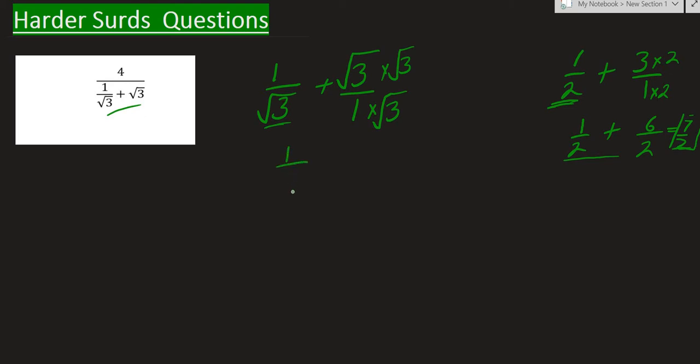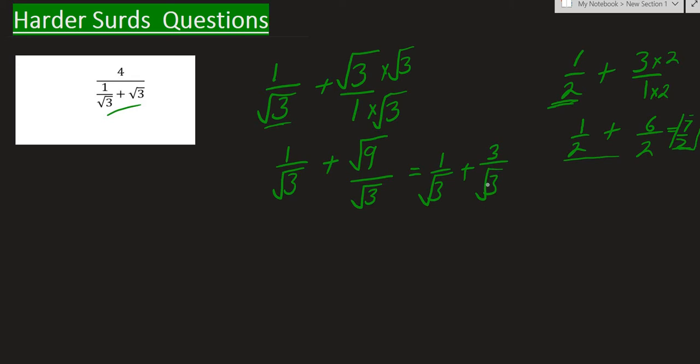So 1 over root 3 plus, now 3 root times 3 root is going to be 9. How this is going to be 9, I explain in my other video, so you can watch the basics of surds. So 1 times 3 root is going to be root 3. Now 1 over root 3 plus 9 root is going to be 3 over root 3.